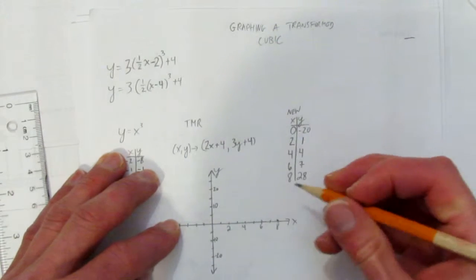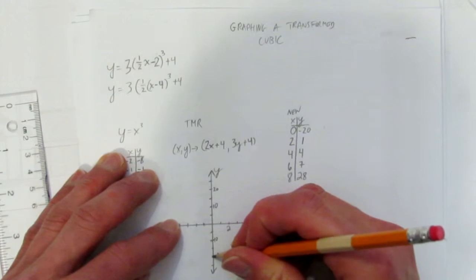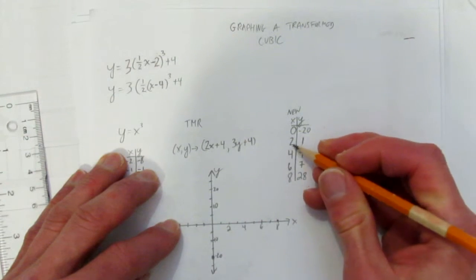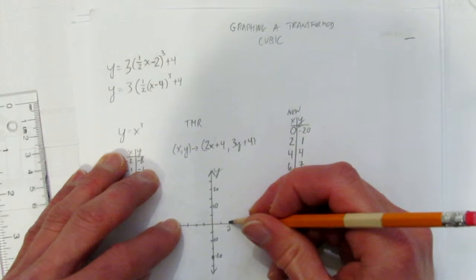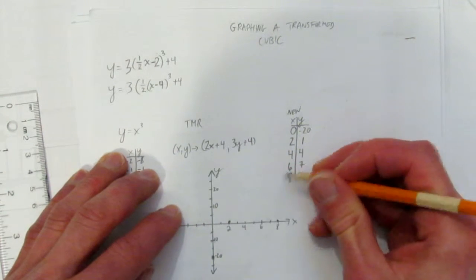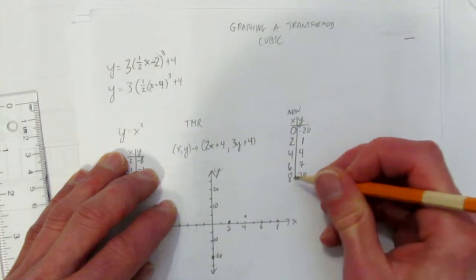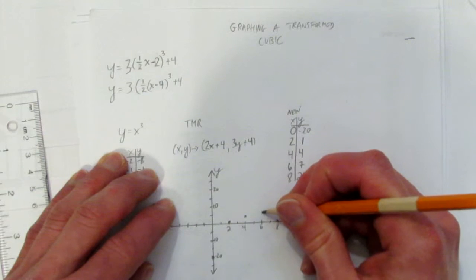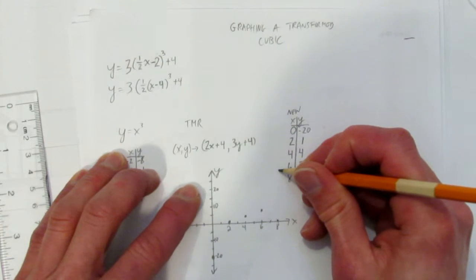Okay, now graph it. At 0, we're at negative 20. At 2, we're at positive 1. That's somewhere in here. Remember, that's 5. At 4, we're at 4, just below the 5. At 6, we're at 7, so somewhere above the 5. And at 8, we're up at 28. Almost off our graph, but not quite.